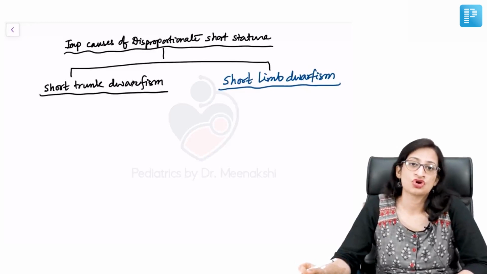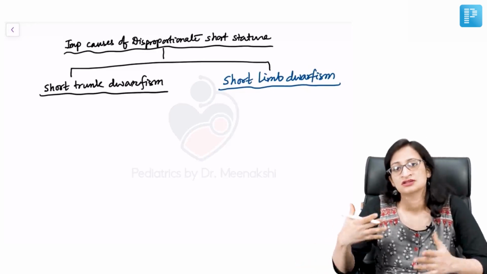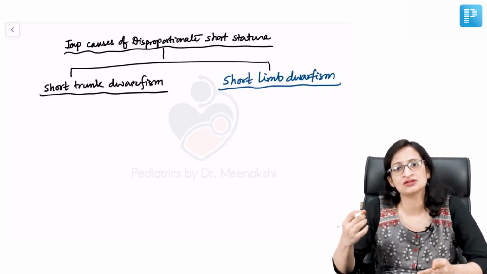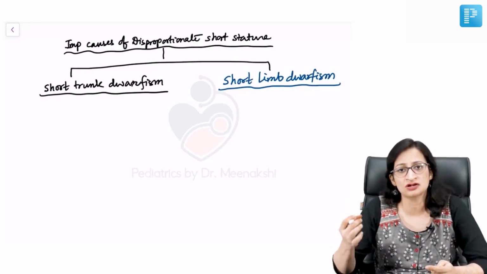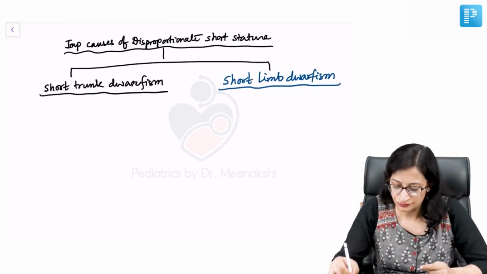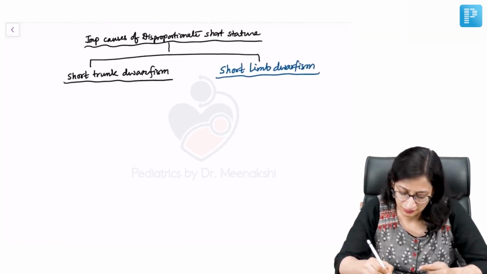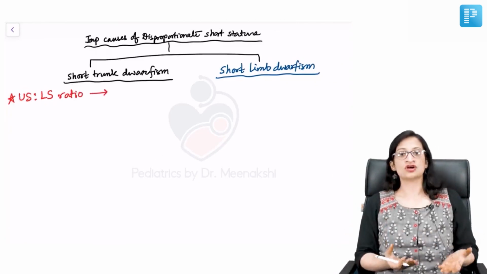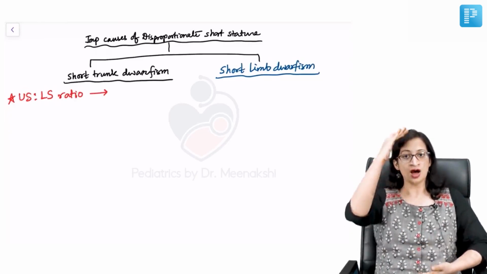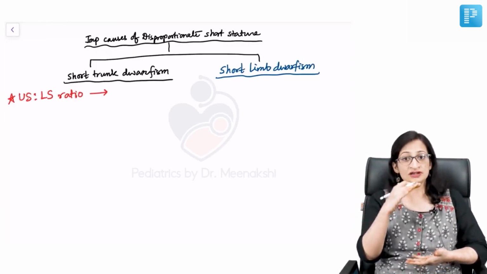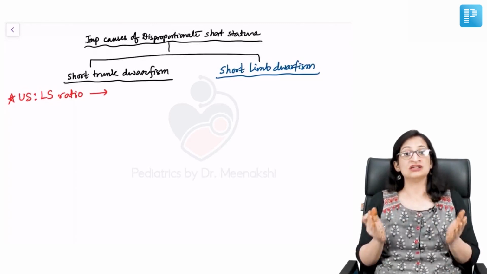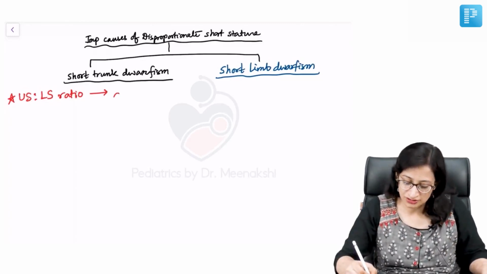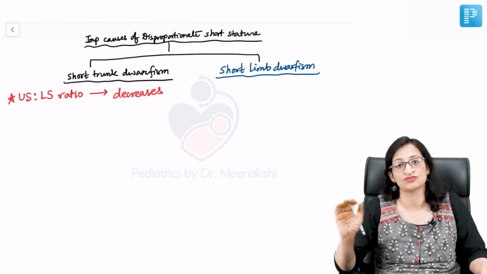Some important causes of short trunk dwarfism. But before that, can you imagine what will happen to the upper segment to lower segment ratio in short trunk dwarfism? So let us see. The upper segment to lower segment ratio. What is happening in short trunk dwarfism is the trunk is short. So the upper segment is decreasing, or the numerator is decreasing. So the ratio will decrease. So the upper segment to lower segment ratio decreases in all the causes of short trunk dwarfism.